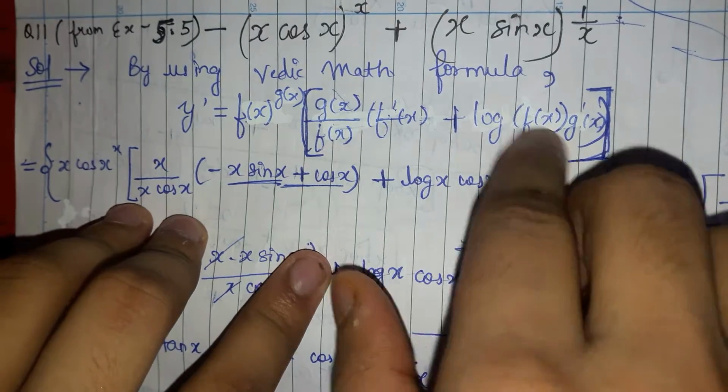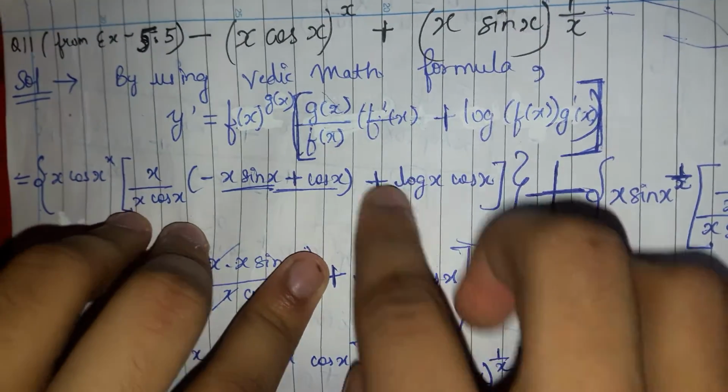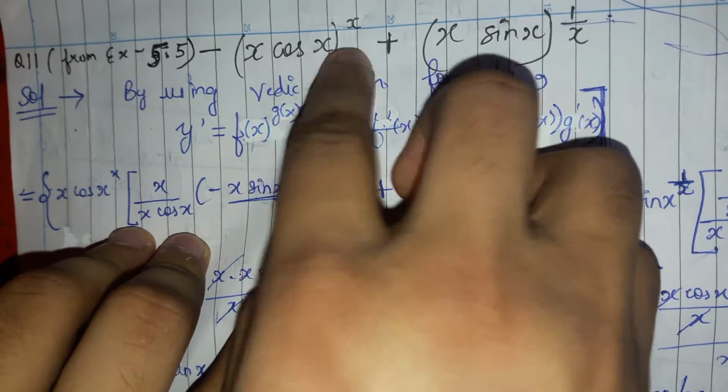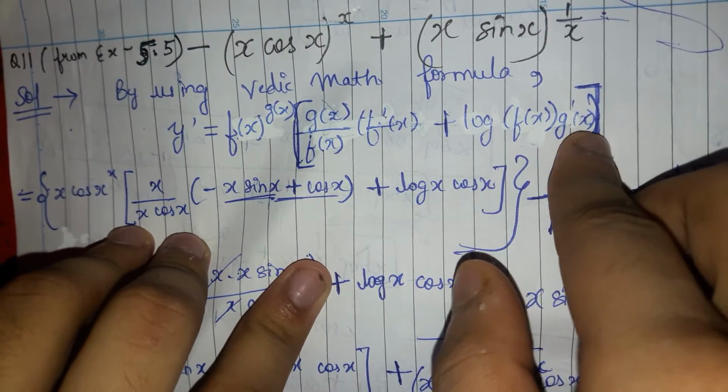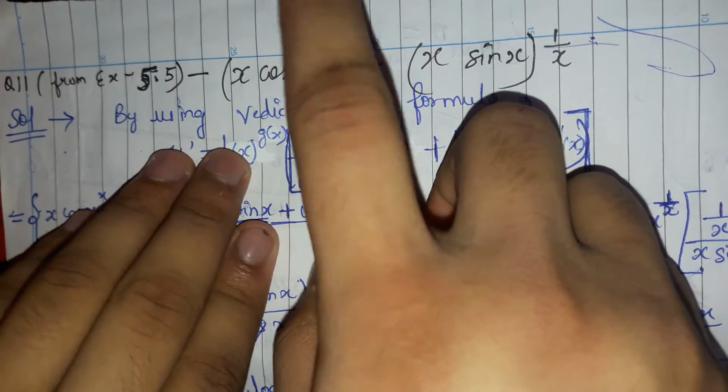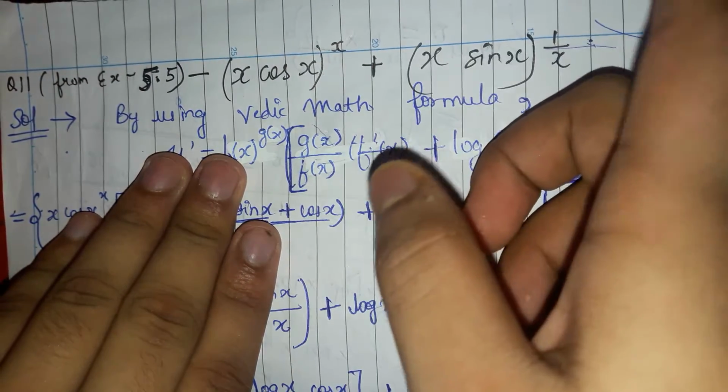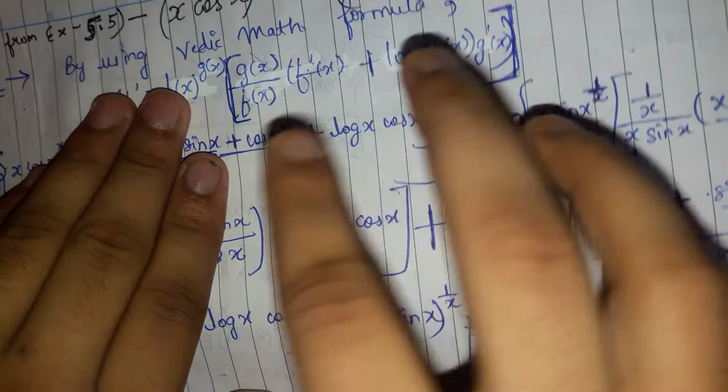Log f(x): f(x) is x cos x, so log x cos x. g dash x means differentiation of x. dx by dx becomes 1, so no need to write 1 here. This is the first part.